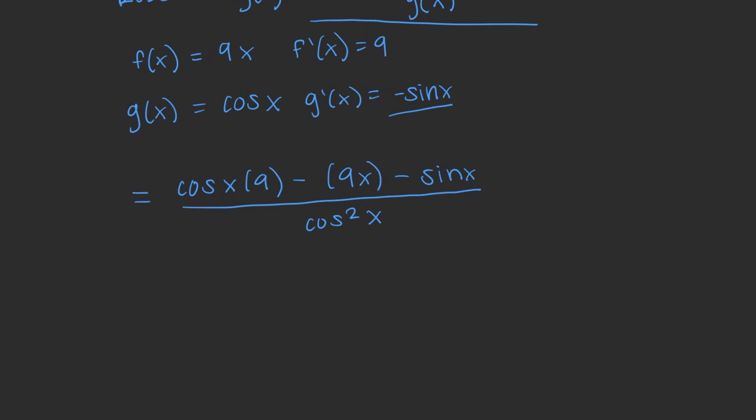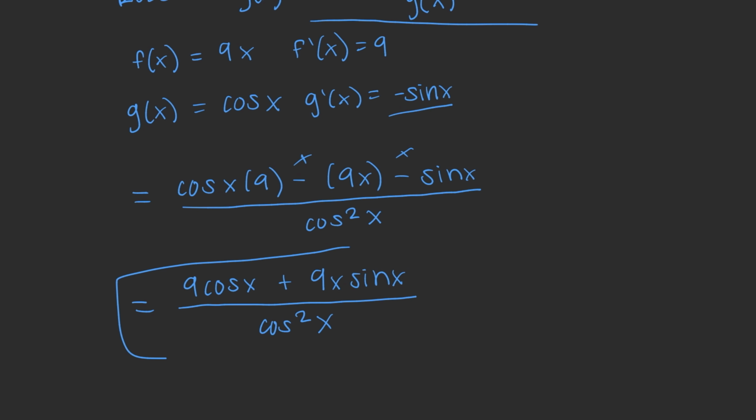And it's a little bit scrambled right now. It doesn't look very good, so we're just going to reorganize it to make it look a bit better. We're going to put 9 cosine x plus 9x sine x, because this negative times this negative would give us a positive, and all of that would be over cosine squared x. And this would be our final answer.